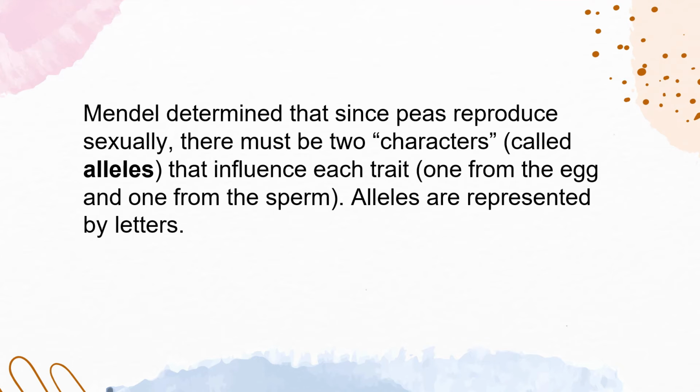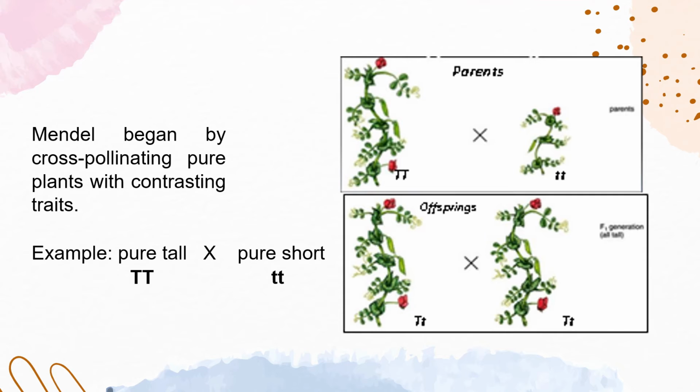Mendel determined that since peas reproduce sexually, there must be 2 characters called alleles that influence each trait, one from the egg and one from the sperm. Alleles are represented by letters. In his study, Mendel began by cross-pollinating pure plants with contrasting traits. Example, pure tall crossed with pure short.